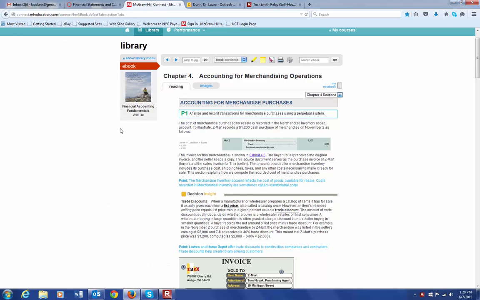The first step for a merchandiser is you have to buy your merchandise. So let's talk about how we account for purchases of merchandise. It's pretty basic. If you're buying that merchandise for cash, you would just debit the inventory account and credit cash, because you're purchasing the inventory, which is an asset, but you're also using cash, which is an asset, to pay for it. So there's going to be a debit to the merchandise account and a credit to cash.